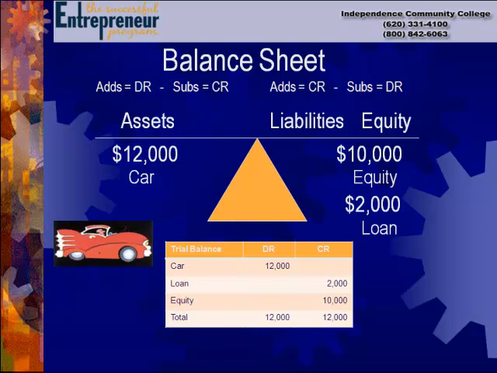Suppose we decide that the $10,000 car is not quite good enough for us, but the $12,000 model is just right. We procure a loan for $2,000 to go along with our $10,000. We now have a $12,000 car as an asset. Our equity is still $10,000, but we add the $2,000 loan as a liability. Looking at the trial balance, we see that each side totals $12,000, so we've maintained our balance.